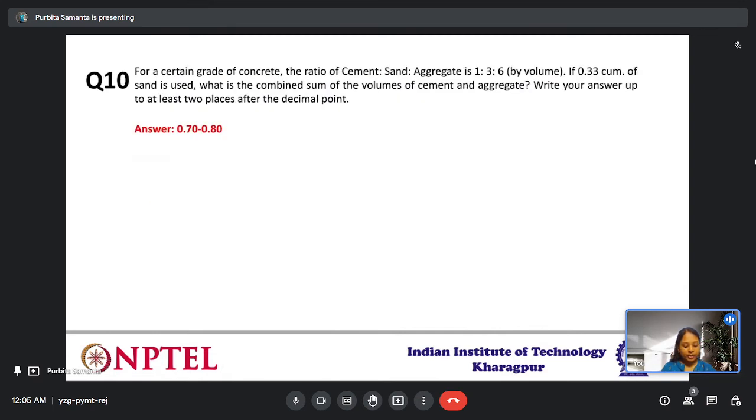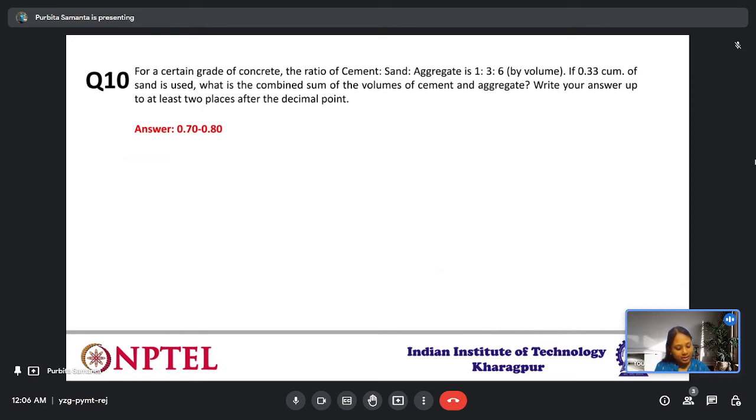Coming to our last question, for a certain grade of cement, the ratio of cement, sand, and aggregate is 1 is to 3 is to 6 by volume. If 0.33 cubic meter of sand is used, what is the combined sum of the volumes of cement and aggregate? We have to write our answer up to at least two places after the decimal point. The answer range is 0.7 to 0.8, but how do we calculate it? Let's see how to calculate this particular numerical.